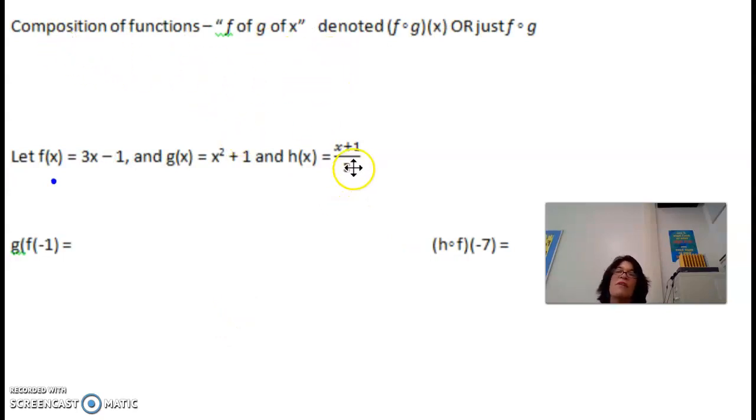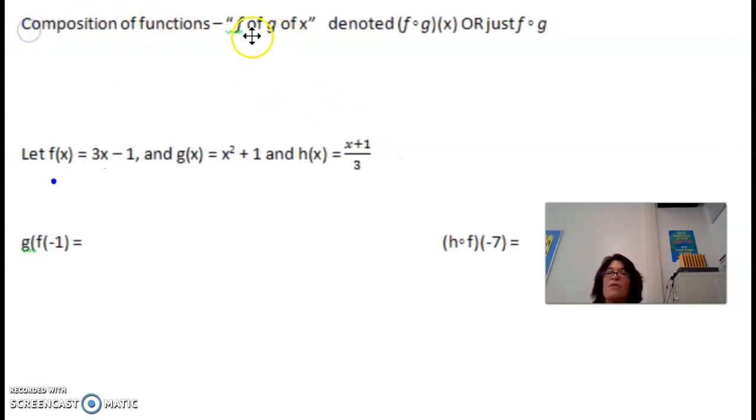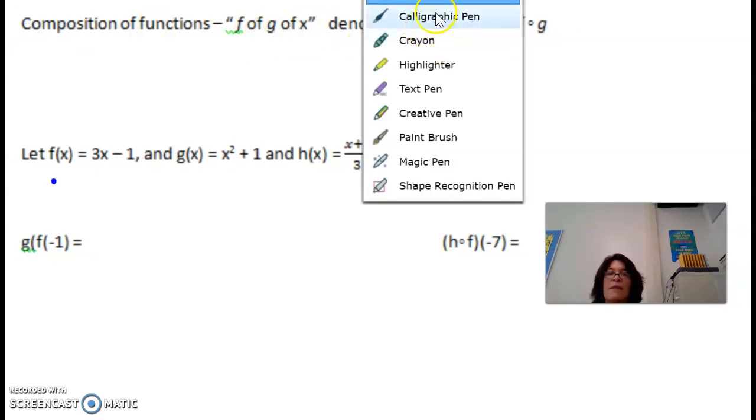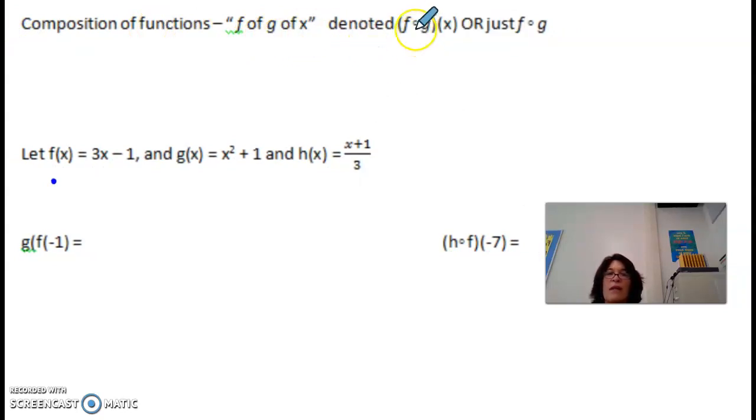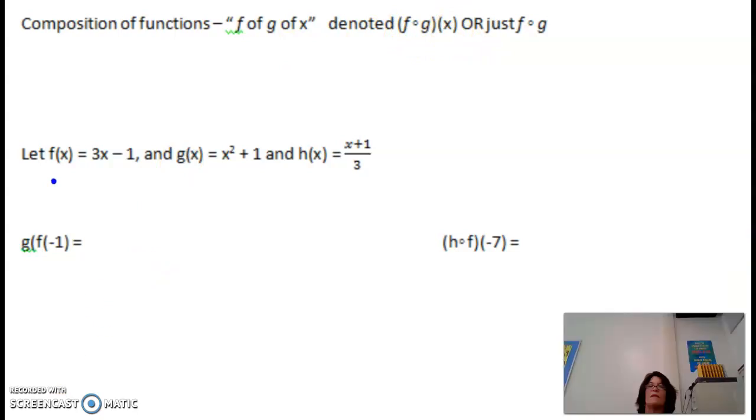Anyway, composition of functions is the other operation. Okay, we did adding, subtracting, multiply, divide, and now we're doing something called composition of functions. It's when you take f of g of x. It's denoted by this little circle. That's read f of g of x, or just f of g.